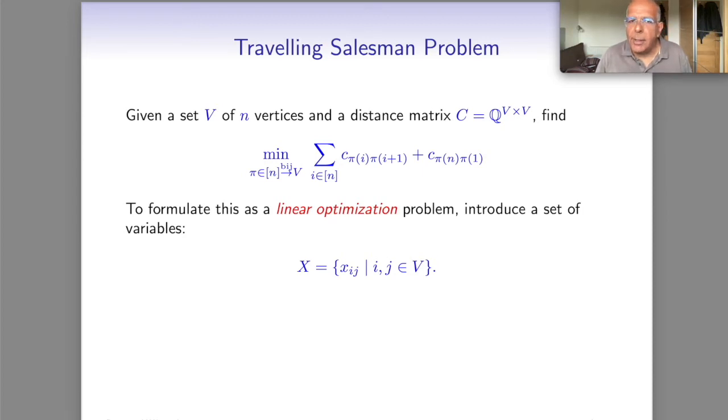So we want to now formulate this as a linear optimization problem. So let's introduce a set of variables, xij, for each i and j in V. We did something similar when we were looking at how to input a graph to a circuit. We thought of each potential edge as a Boolean variable, xij. So we think of a graph as a function from the set X to {0, 1}. This is exactly what we did when we were looking at graphs as inputs to circuits.